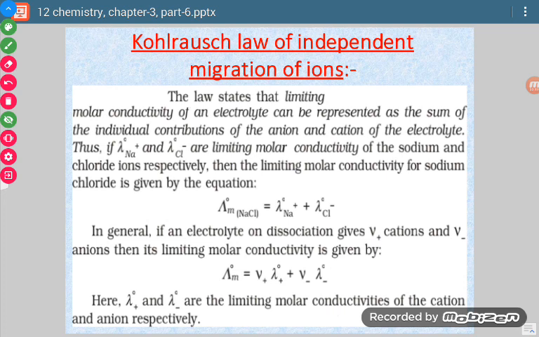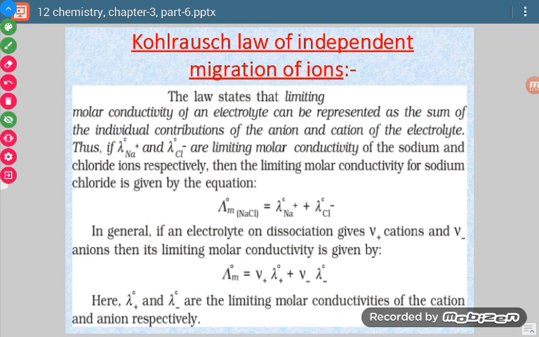So what do we mean? What do we understand from this law? We understand that there is a definite value of molar conductivity for a particular ion. So if the ion is the same, then it will have a definite value as limiting molar conductivity, whether this ion is obtained from A salt or from B salt or from C salt. If the ion is the same, then its limiting molar conductivity value will be fixed. So this is the meaning.